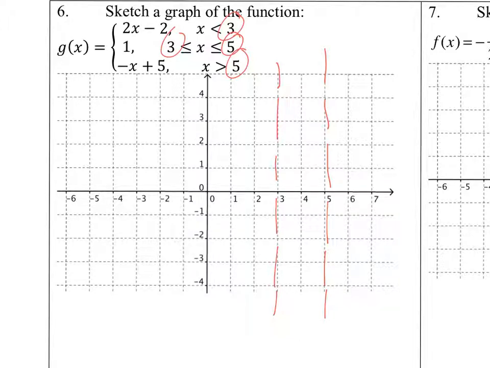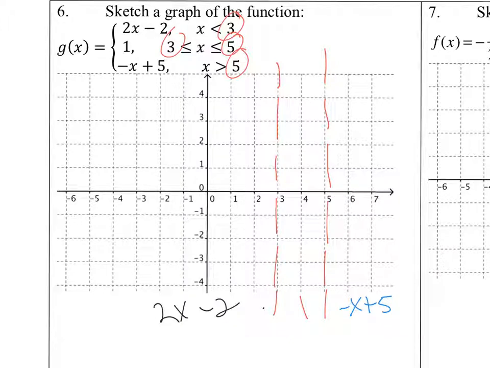So we're looking to the left. I'm going to write that down here, 2x minus 2. In the middle, between 3 and 5, I've got 1. And then above 5, so that's to the right of my last barrier, I've got negative x plus 5.